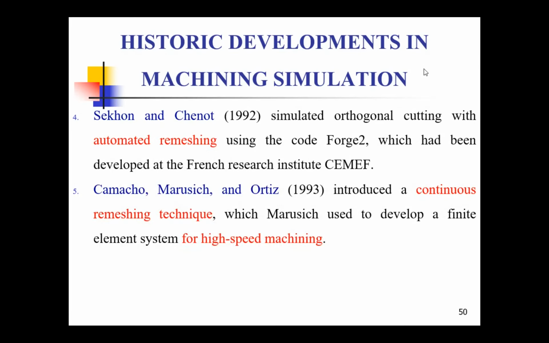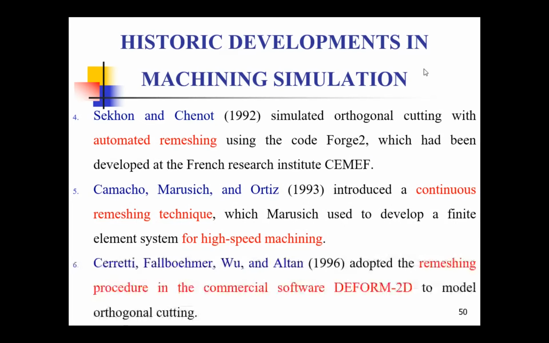Then in the year 1993, Komvopoulos, Maurice and Ortiz introduced a continuous remeshing technique that is used for high-speed machining, with the Lagrangian approach and the type of machine that they considered. Then in the year 1996, the first package of DEFORM 2D was introduced, in which the remeshing was adaptive in nature.